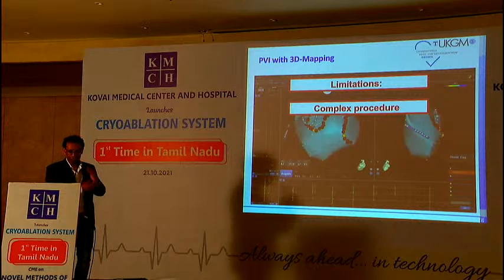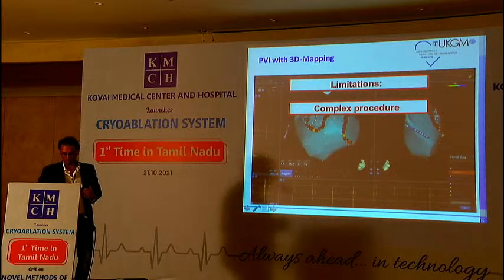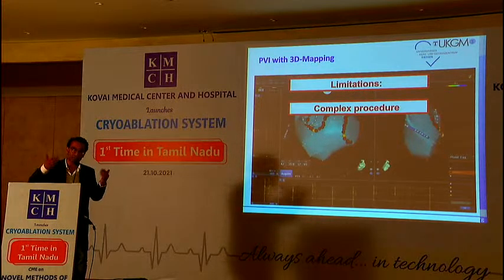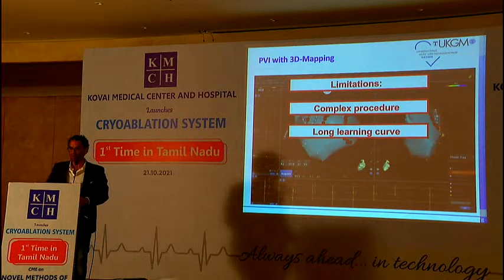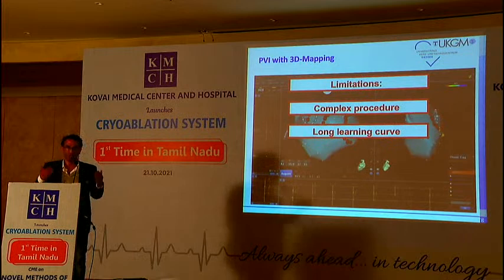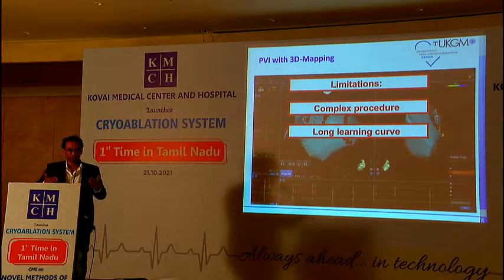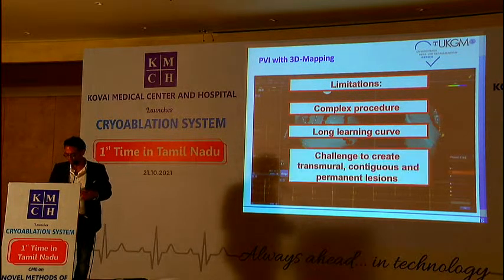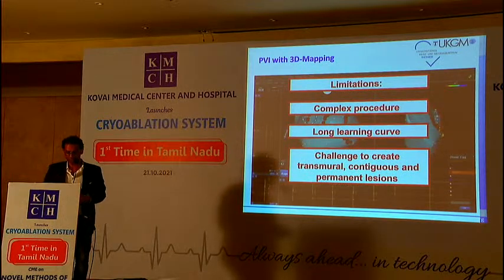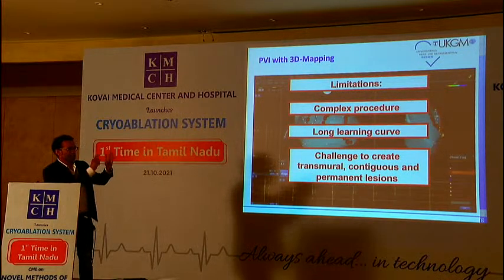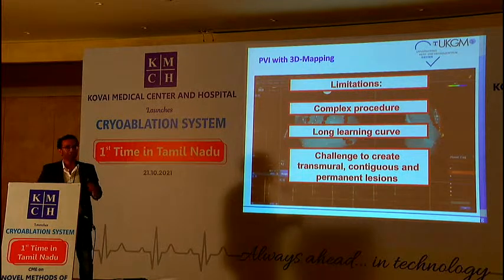And what happens? Somewhere here maybe, the tissue recovers. And if the tissue recovers, the patient gets a recurrence. This is one of the reasons why we are talking about 80%. It's a long learning curve. You need good operators who know how to do it. Sometimes it's very challenging to create good transmural contiguous permanent lesions. It does not make sense to ablate here, here, here, here. That's why.